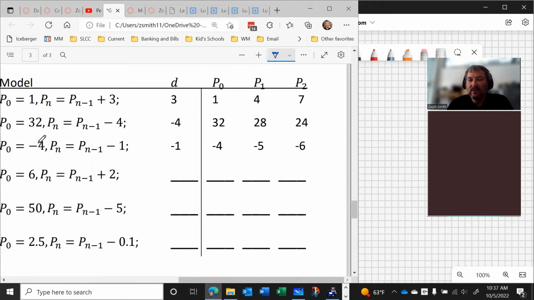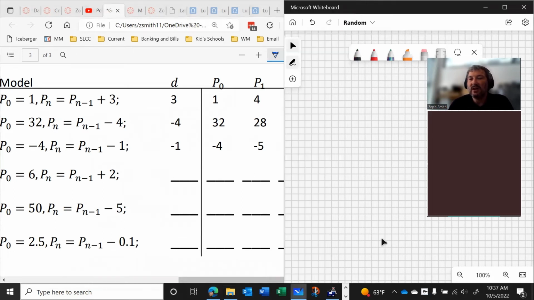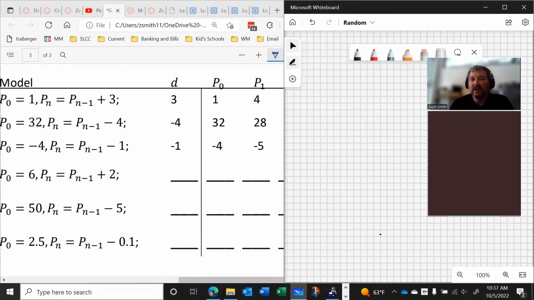Or they give you negative 4 as the starting value, and they give you D is negative 1. This is a subtract 1 sequence. So subtract 1, negative 4 minus 1, negative 5, minus 1, negative 6, negative 7, negative 8, negative 9, negative 10. And we're basically walking ourselves along a line going down. Negative 4, negative 5, negative 6, negative 7, negative 8, negative 9. And we're tracing out this negative linear pattern.